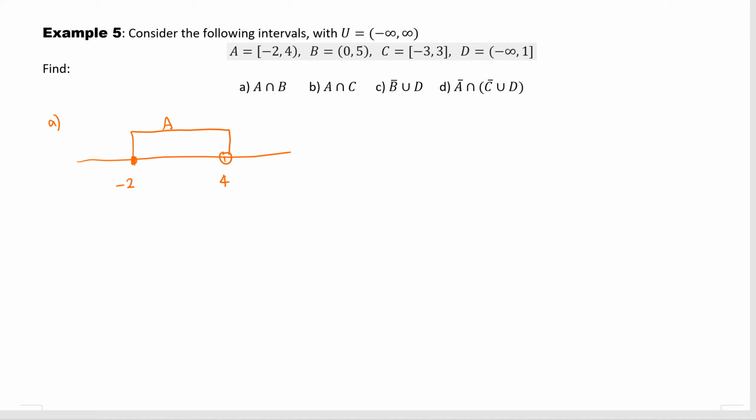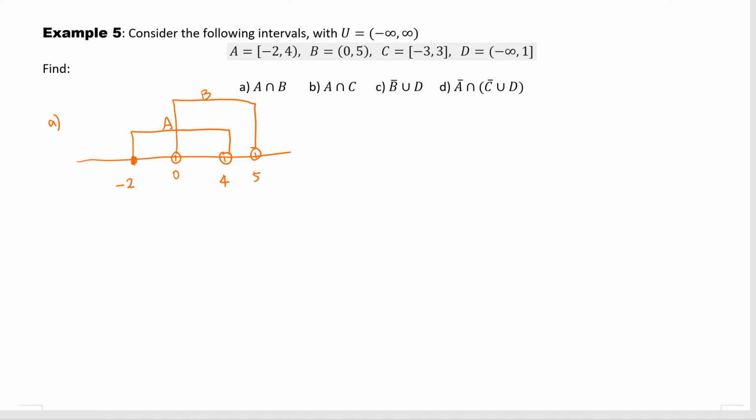All right, so after we draw A, let's draw B. B is 0 to 5. Where is 0? Remember, this is the real number line. The negative numbers are on the left-hand side, and the positive numbers are on the right-hand side. So 0 is between negative 2 and 4. So 0 is like here. 5 is like there. And do you see parentheses around them? Which means we don't include the endpoints. So this is B.